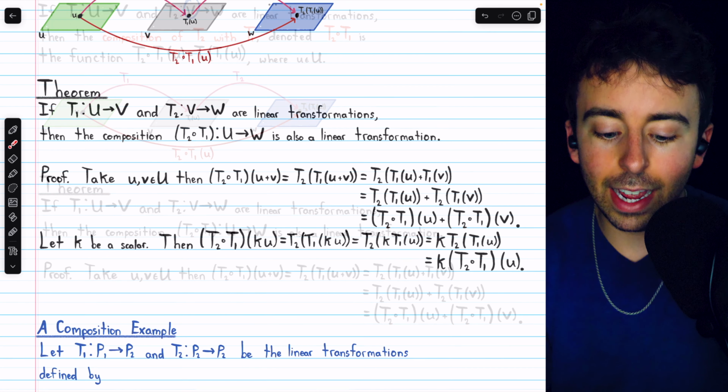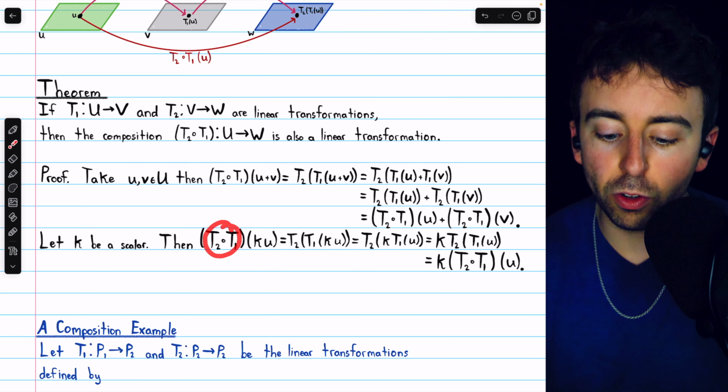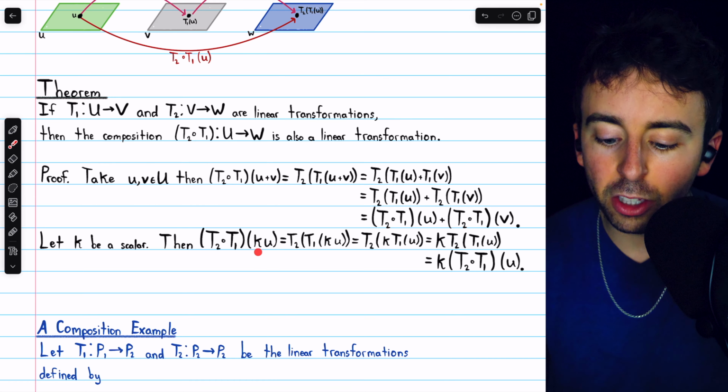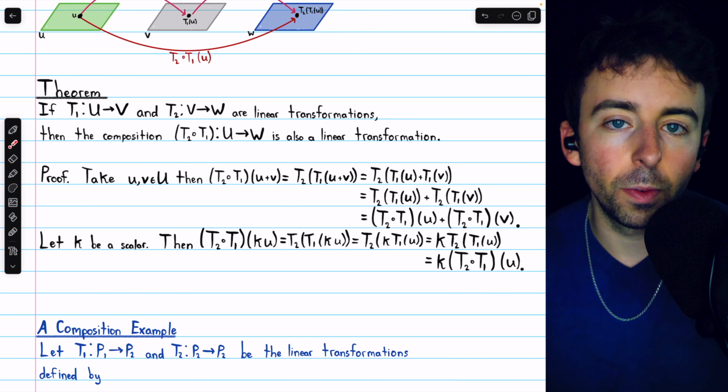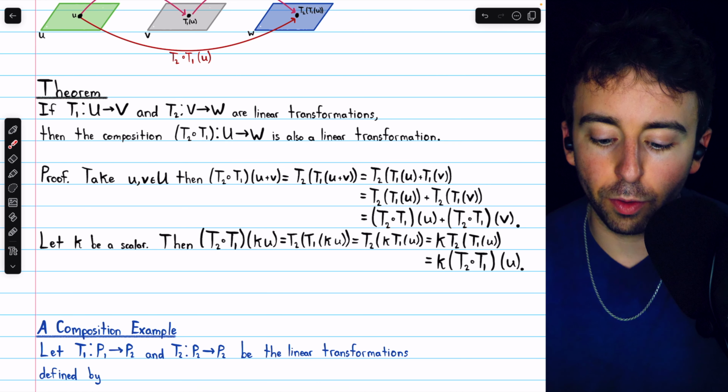and all that remains is to show that it satisfies homogeneity as well. To that end, let k be any scalar. Then we're considering the composition of T2 with T1 evaluated at k times u, and we need to show that we can take that scalar k out of the transformation.